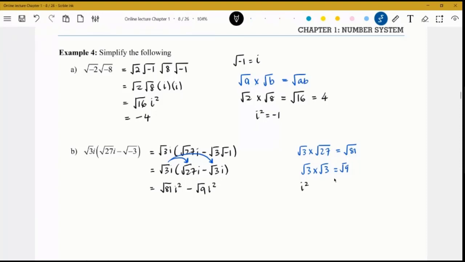So we know i squared is -1. So this can simplify to 9. This can simplify to 3. So we end up with -9 minus, so -3. So negative meets negative becomes positive. So -9 plus 3. So we end up with -6.